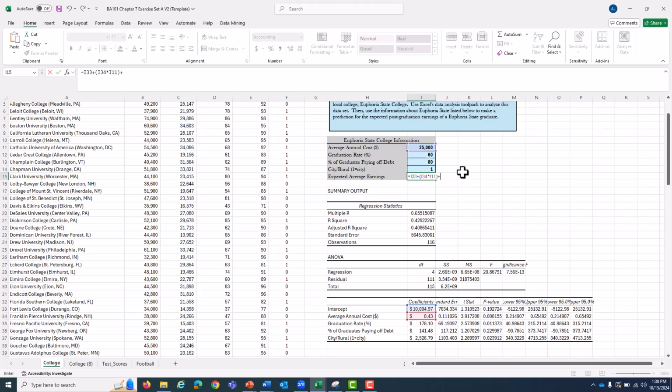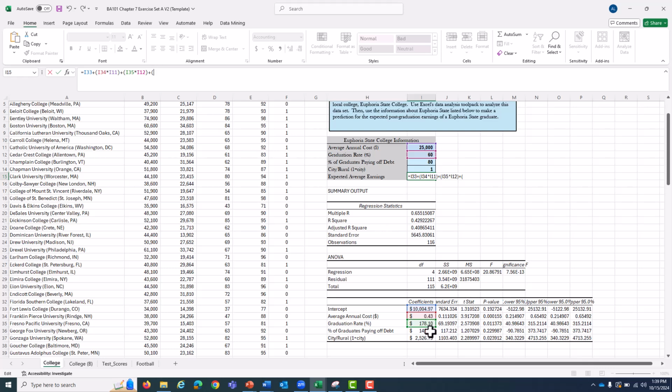And then I'm just going to repeat this process all the way down the line. The slope for graduation rate is $178.10. For each percent, 1% of students that graduate from the college, well, Euphoria State graduates 60% of its students, so let's multiply that 178.10 times 60. Over here, something went awry. Hold on, let me fix that. I don't want you to be N15, I want you to be right there. There we go.